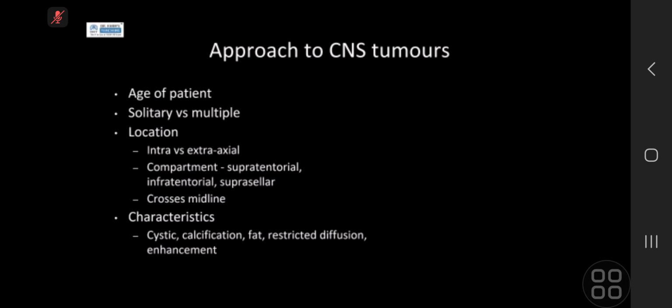Other things you look for, that's where all the rest of the sequences help you. Really, on your FLAIR sequence, is it the same as CSF intensity? Is it cystic? Is there calcification, like blooming artifact, or hemorrhage on your susceptibility weighted images or gradient echo? Is there fat, is it bright on T1? Is there restricted diffusion, i.e. high on DWI, low on ADC? And of course, is there enhancement? Normally we do a T1 pre and post-contrast for enhancement. Often in MSK, we do a fat-sat sequence, but that's not always the case in neuro.